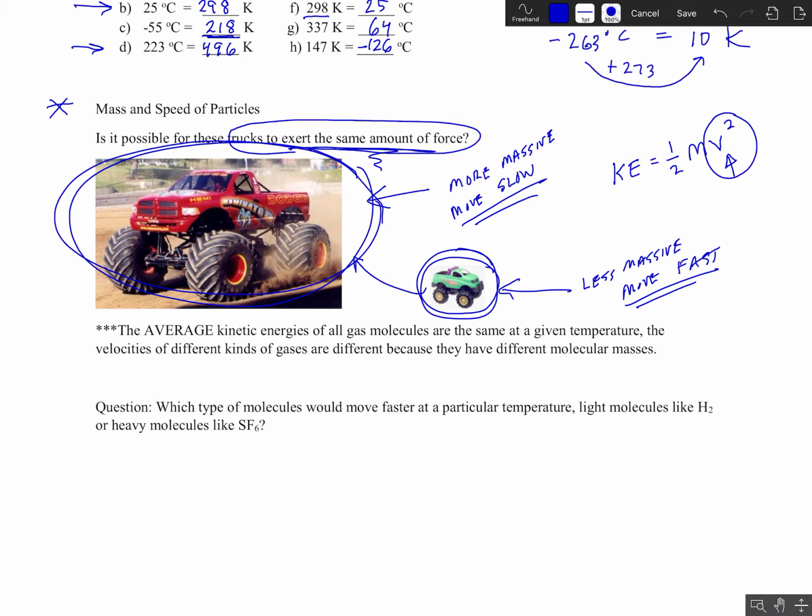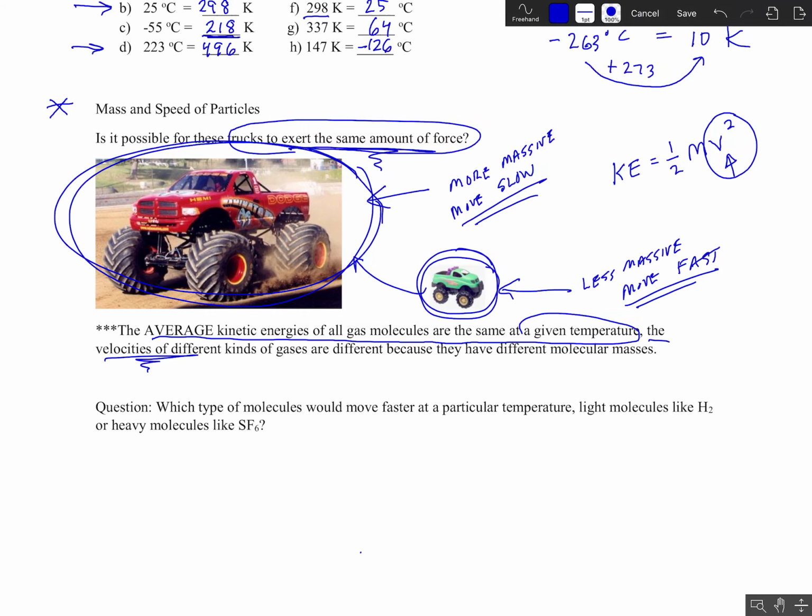Well, the same thing is true at the atomic or molecular level. Particles with a bigger molecular weight can have the same energy as particles with a small molecular weight. And you say to yourselves, well, how can that be? Well, the small ones must be moving, that's right, faster. Or you could have said the big ones must be moving slower. So it turns out the average kinetic energy of all gas molecules are the same at a particular temperature. However, of course, you know now the velocities are different because they have a different molecular weight. So the kinetic energies are the same, but their velocities are different.